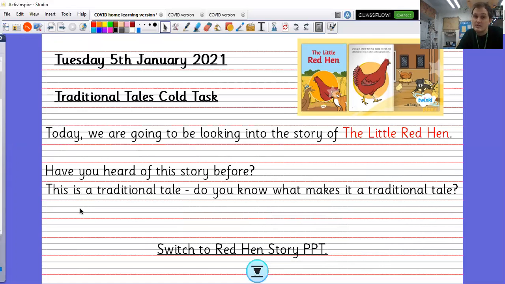And there's another question that says, this is a traditional tale. Do you know what makes it a traditional tale? There are some things that traditional tales start with. Links to one of our spellings, actually. The word once. Very good. They do usually start with once upon a time, and they usually do have lovely, happy endings. But let's find out. So I'm going to stop sharing my screen, only so I can share the story with you.